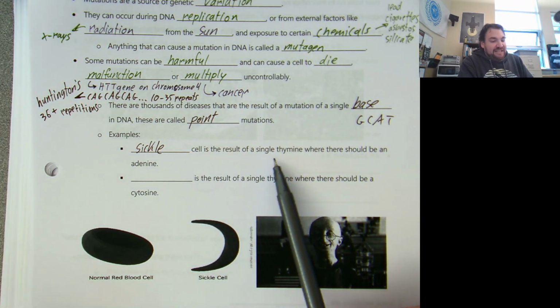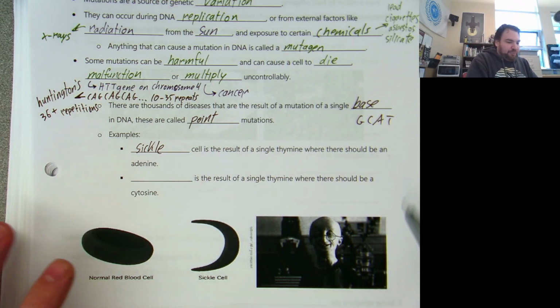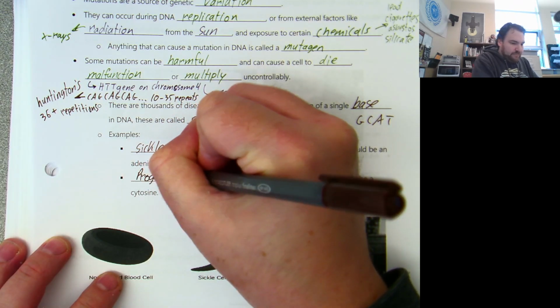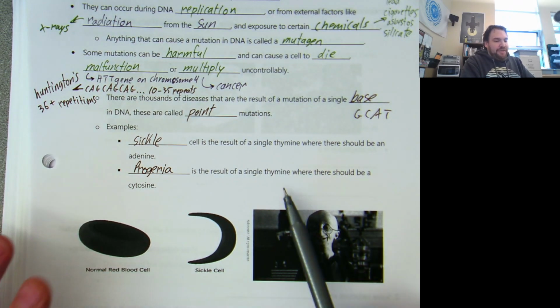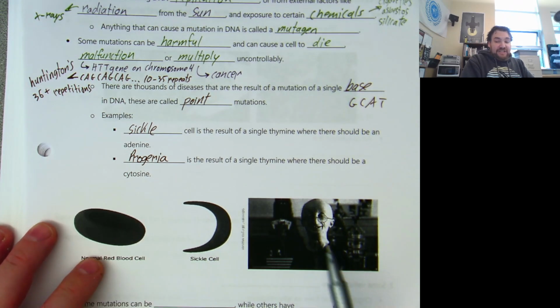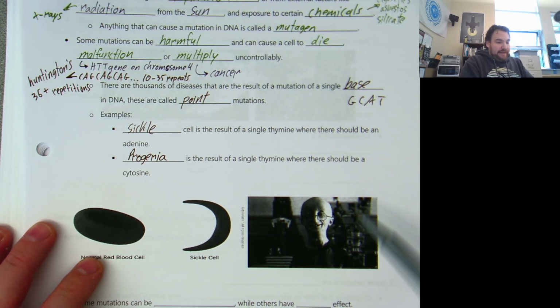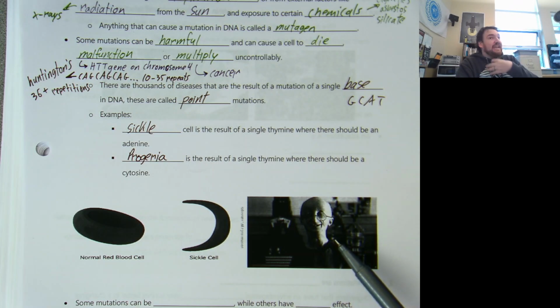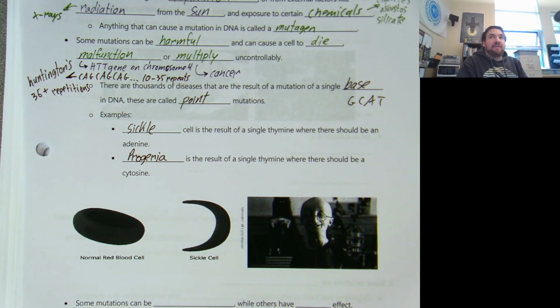So sickle cell is a result of a single thymine where there should be an adenine, and something called progeria is the result of a single thymine where there should have been a cytosine. This is progeria. I don't know if you've ever seen this guy. I don't know if he's still alive. He looks really old. He is a teenager in this picture. It is just a ridiculous aging speed, and it's the result of one base being in the wrong spot.